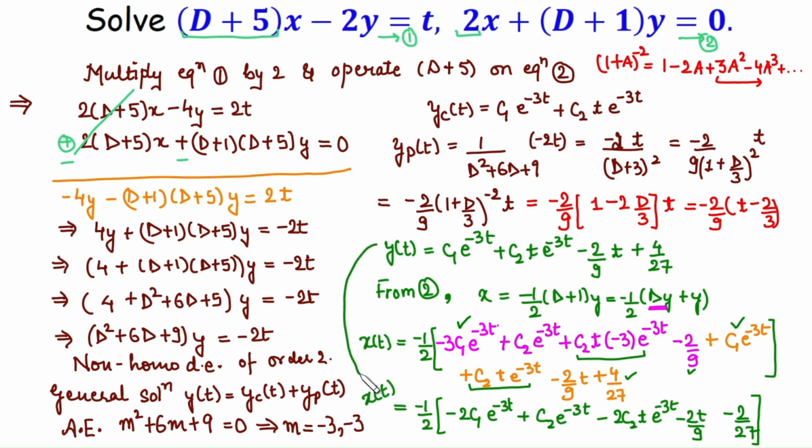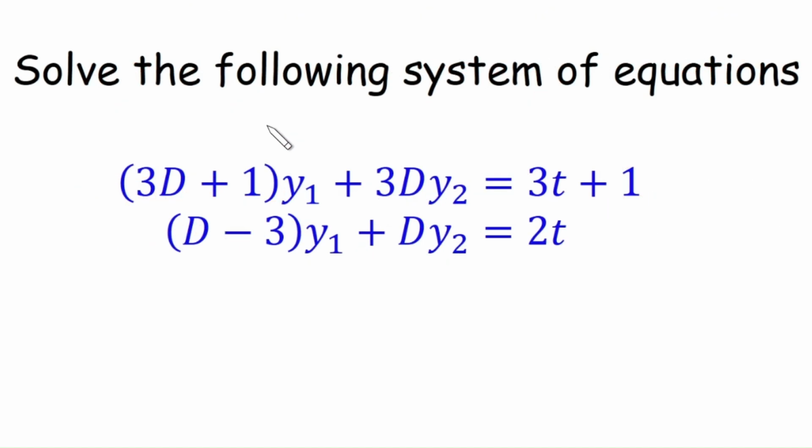So these two are the solution of the given system of differential equations. So this is how we need to solve the system of linear differential equations. Now it's your turn to solve the following system of differential equations. Already it is given in operator form. The very first step is to eliminate either y1 or y2. It is best to eliminate y2 because we just need to multiply the second equation with 3 and then subtract it from the first one. Accordingly, find the value of y1 first and later on substitute in equation number 2 or in equation number 1 to find the value of y2.